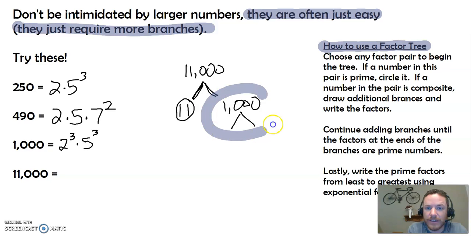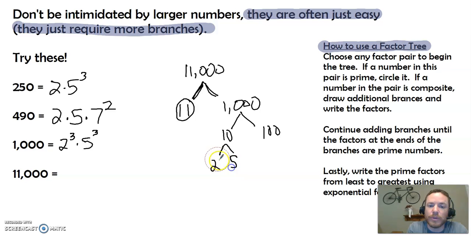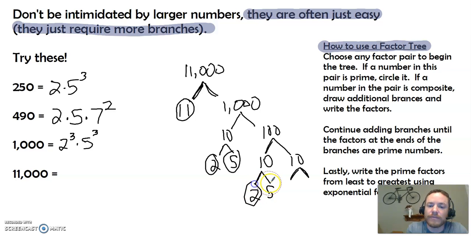Do you see this 1,000 right here? Just a minute ago we did 1,000. And so if on the very next problem we have 11,000, it's actually going to be the same problem, kind of, just with an additional prime number of 11. If you're confused about what I'm saying, you'll probably see it at the end. So I'm just going to repeat the same steps I did. 1,000 would be 10 times 100, and 10 is 2 times 5, and both of those are prime. And 100 is 10 times 10. Neither of those are prime, so they need branches. And this 10 is 2 times 5. And this 10 is 2 times 5.